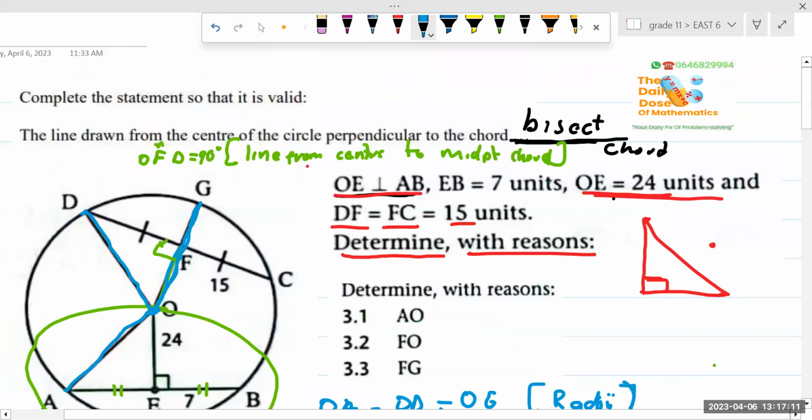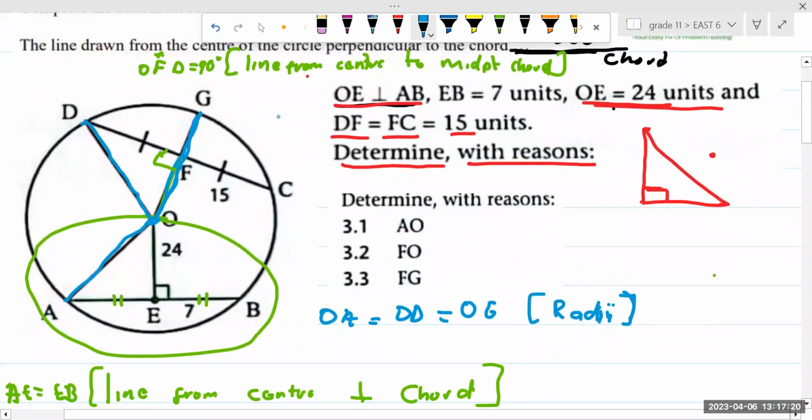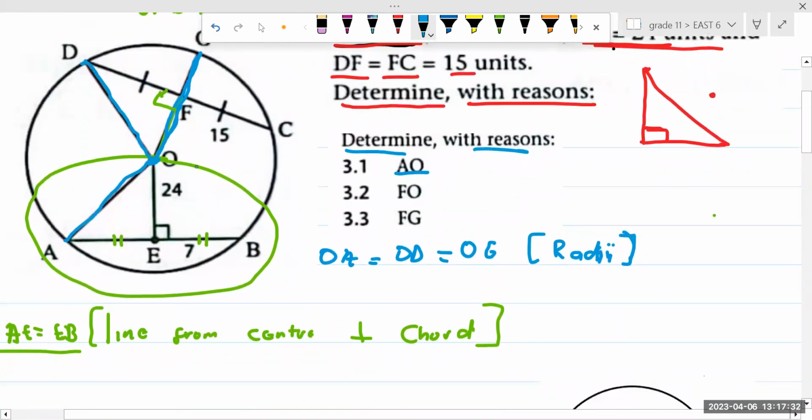Now that I've highlighted all the given information, then I can start to work. The first thing that we want to do is to determine OA, with reasons. So let's check where OA is. We need to check the diagram in which we are going to work. Which diagram has OA? It's triangle AOE.